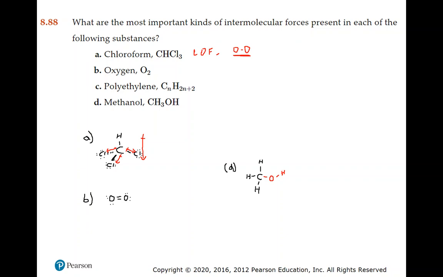For oxygen, O2, this is a nonpolar molecule because we have 2 identical atoms attached to each other, and there's no hydrogens to speak of, so this only has London dispersion forces. So those are the only types of intermolecular interactions there, so those will be the most significant. For polyethylene, that's a compound of carbon and hydrogen. All of those bonds are nonpolar, and they don't contain hydrogen attached to oxygen, nitrogen, or fluorine because none of those elements are present in that formula. So this again will only consist of London dispersion forces.